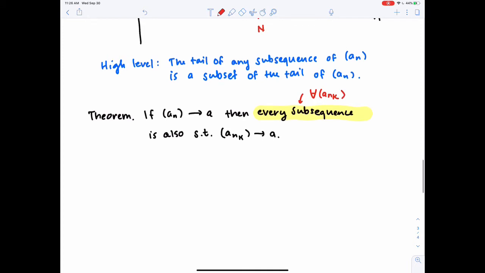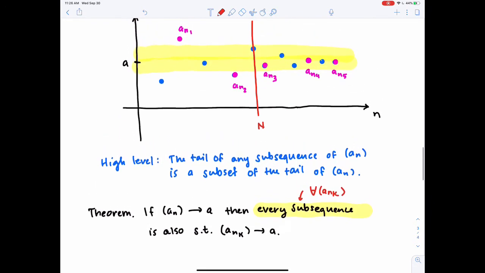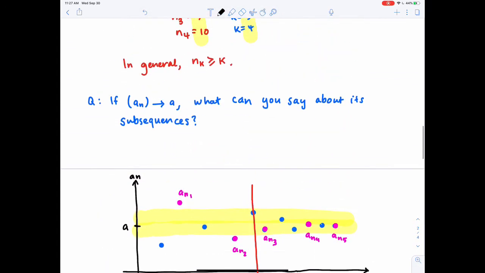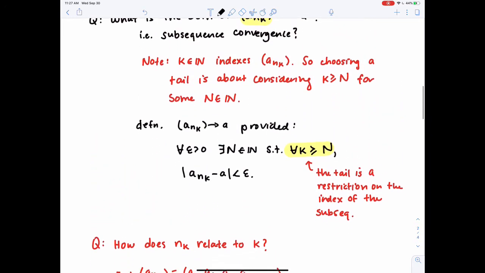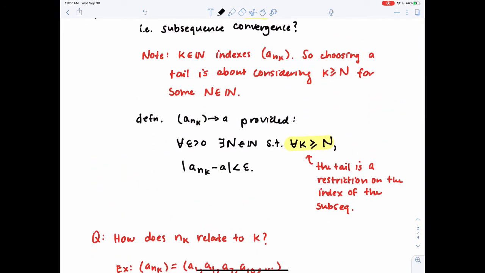So we were just noticing that in order to look at the tail of a subsequence, you're really just looking at a subset of the tail of the original. And so if you can figure out where to chop the tail of the parent sequence to demonstrate the parent sequence A sub n converges, then you can just use that exact same location to prove that your subsequence converges as well. So I'm going to go through the proof. Now keep in mind here, in this proof, we are proving the definition of subsequence convergence. So I'm going to be looking for a way to choose a restriction on my K values.